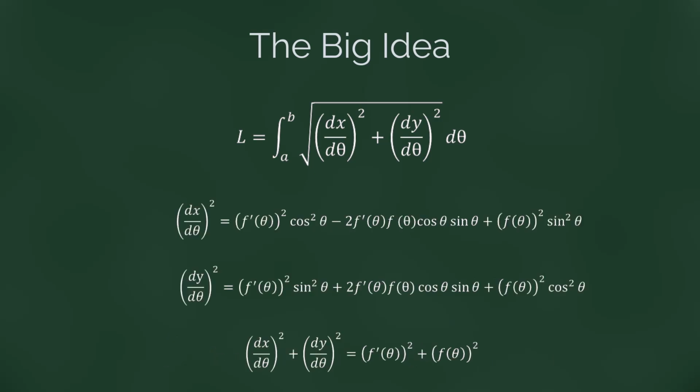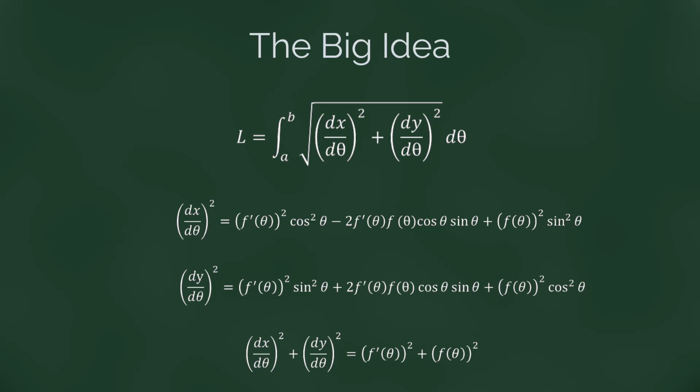Squaring both terms then gives us that dx d theta squared is f prime of theta squared cosine squared theta minus 2 times f prime of theta f of theta cosine theta sine theta plus f of theta squared sine squared of theta. dy d theta squared looks similar but slightly different. It's f prime of theta squared sine squared of theta plus 2 f prime of theta f of theta cosine theta sine theta plus f of theta squared times cosine squared theta.